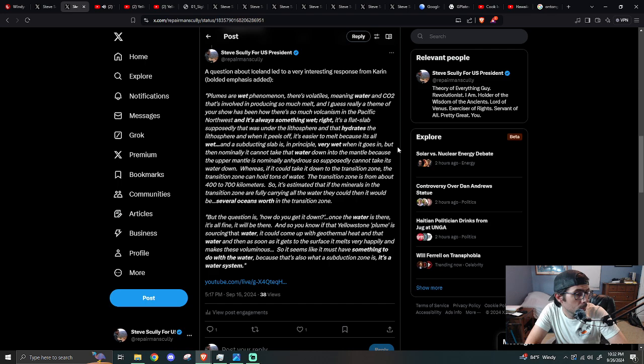But of course, there are many mineral phases, sort of the dirt and grime that goes down. That's never been researched. Also, alphabet phases, and they could well be hydrous and get carried down to 400 kilometers. And once the water's there, it's all fine. It'll be there. And so, if that Yellowstone plume is sourcing that water, it could come up with geothermal heat and that water, and then as soon as it gets to the surface, it melts very happily and makes these voluminous eruptions. So it seems like it must have something to do with the water, because that's also what a subduction zone is. It's a water system.